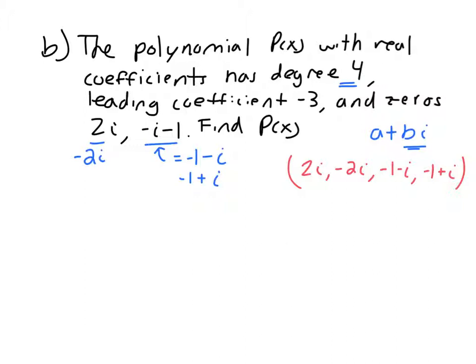So now if I'm trying to make my polynomial, the leading coefficient is negative 3, so I'm going to put that out front.